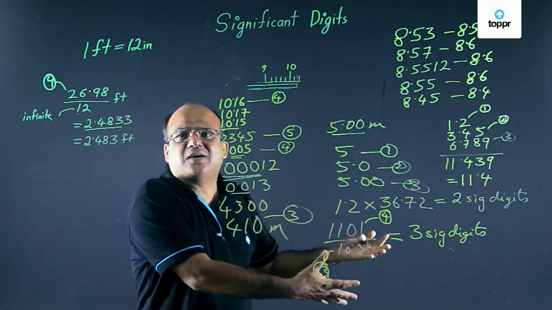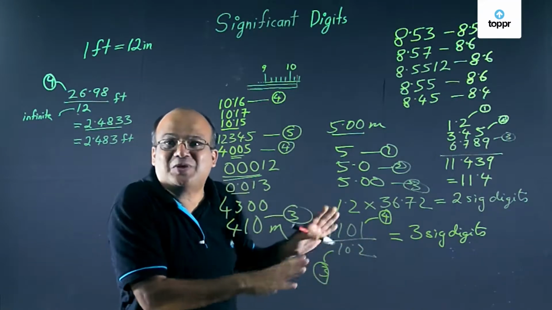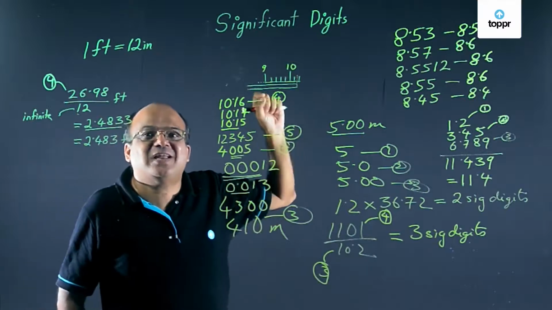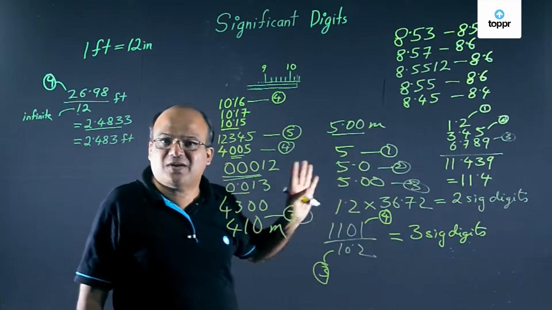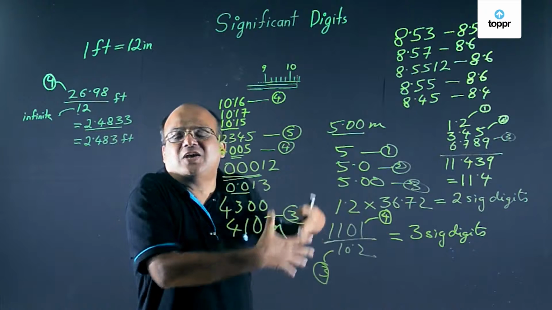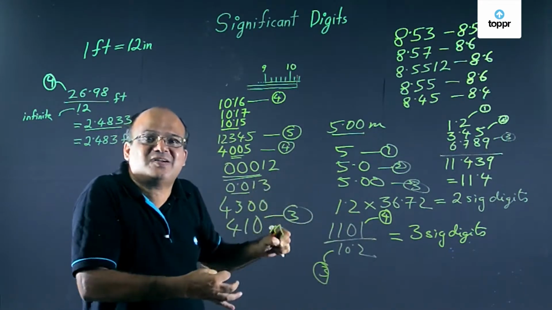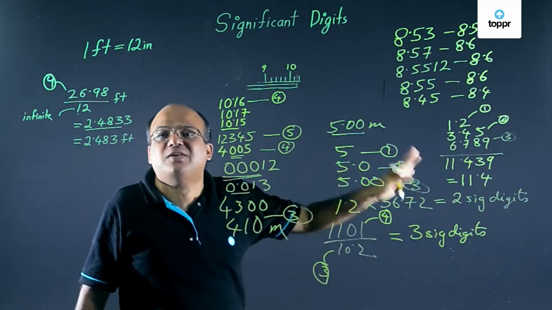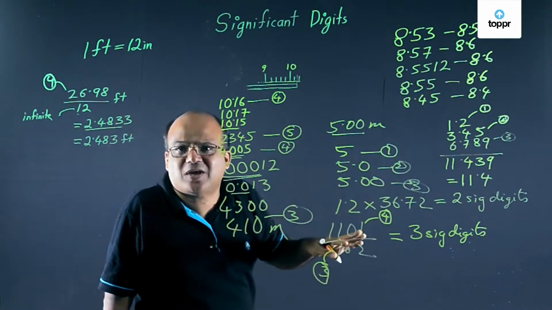When we are multiplying or dividing, then we look at the total number of significant digits without bothering about the decimal point. And whichever number is having the least number of significant digits, the final result has got the same number of significant digits. If there are exact numbers, like 1 feet equal to 12 inches, then the number of significant digits in these exact numbers does not matter. Exact numbers have got infinite number of significant digits. So just look at the other numbers in the calculation and give your result accordingly.